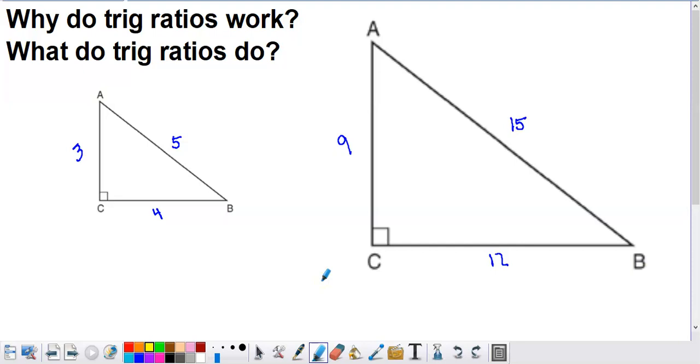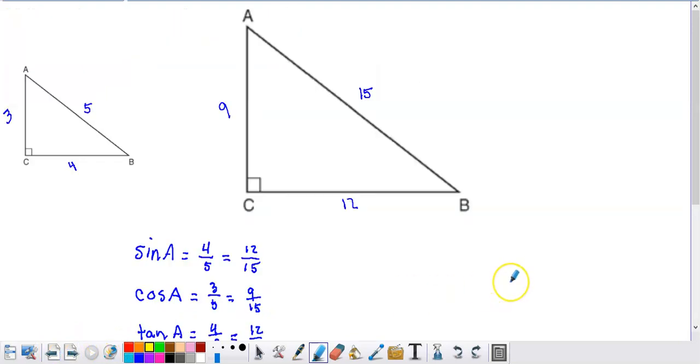So how does this relate to sine, cosine, and tangent? I'm going to take these triangles to a new screen, and I've done a little bit of work with sine, cosine, and tangent. Angle A on the small triangle measures the same as angle A on the big triangle. These triangles are similar to each other, and similar triangles are always going to have the angles measuring the same. So the sides don't necessarily measure the same on similar triangles, but the angles do.